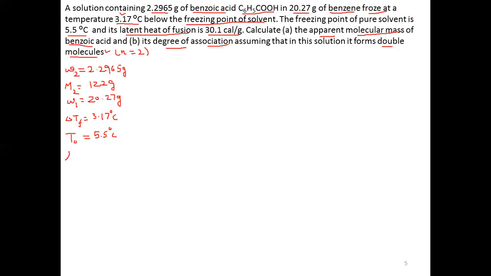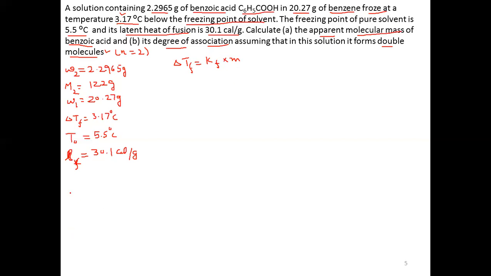We are given latent heat of fusion, denoted by Lf. Lf is equal to 30.1 calorie per gram. Now as we have to use the formula, delta Tf is equal to Kf into m, but Kf is not given. So we have to calculate Kf.